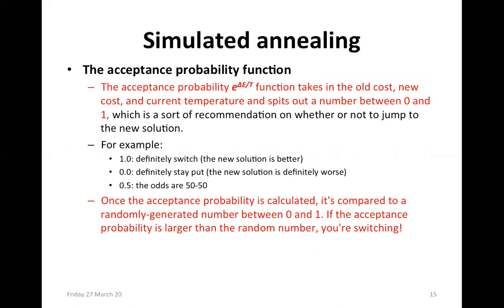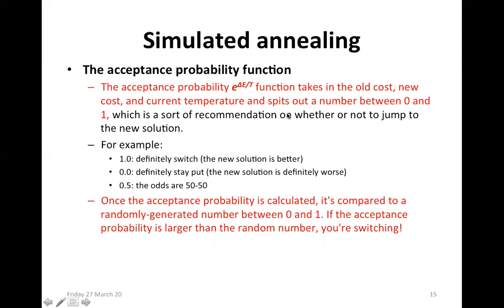So in our algorithm, we have some kind of probability function, and that is e raised to the power delta E over T. And we call this equation the acceptance probability function. And this delta E involves the next state and the current state, which means the old cost and the new cost. Old cost means the value of the current state. New cost means the value of the next state. And capital T means current temperature. This function will take these values and spit out a probability value. That value would be between 0 and 1. This is something we know already.